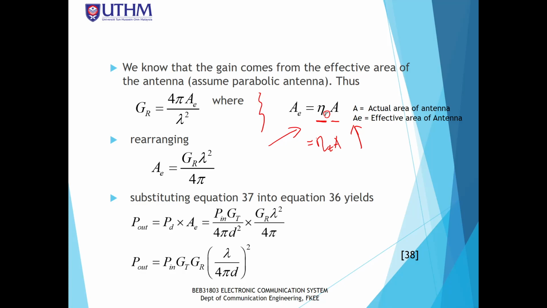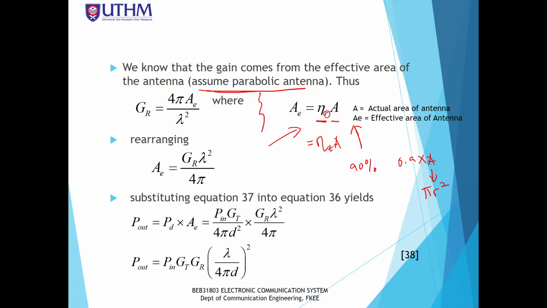Okay. So, here, kalau kamu lihat efficiency ini, of course lah, biasanya kurang daripada 100%. So, kalau katakan efficiency adalah 90% for example, that means we need to multiply A with 0.9. So, what is A? A is the actual area. Actual area adalah luas permukaan bulatan. So, that's why dikatakan assume parabolic antenna, because the surface of parabolic antenna looks like a circle. Iaitu, dia bersamaan dengan pi r square.